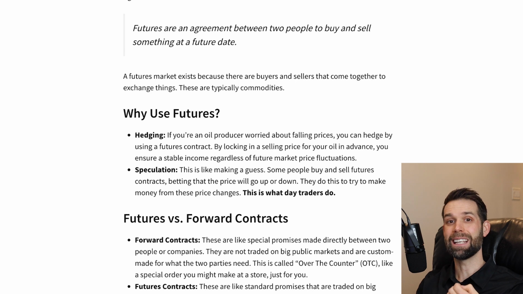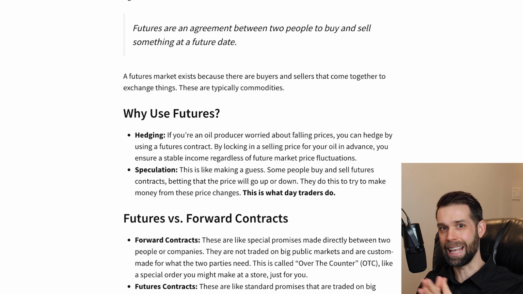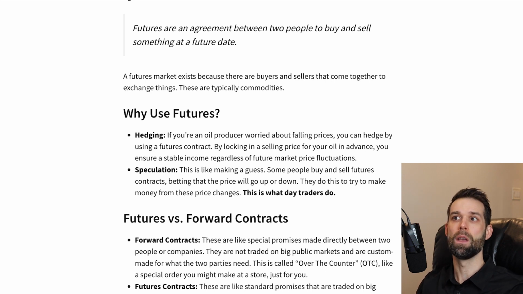So a market exists for these futures because people are willing to buy and sell them, and they come together in a market where I'm going to buy something from you at a future date. And there's a market for this because there are buyers and sellers. And again, they're typically buying and selling commodities.